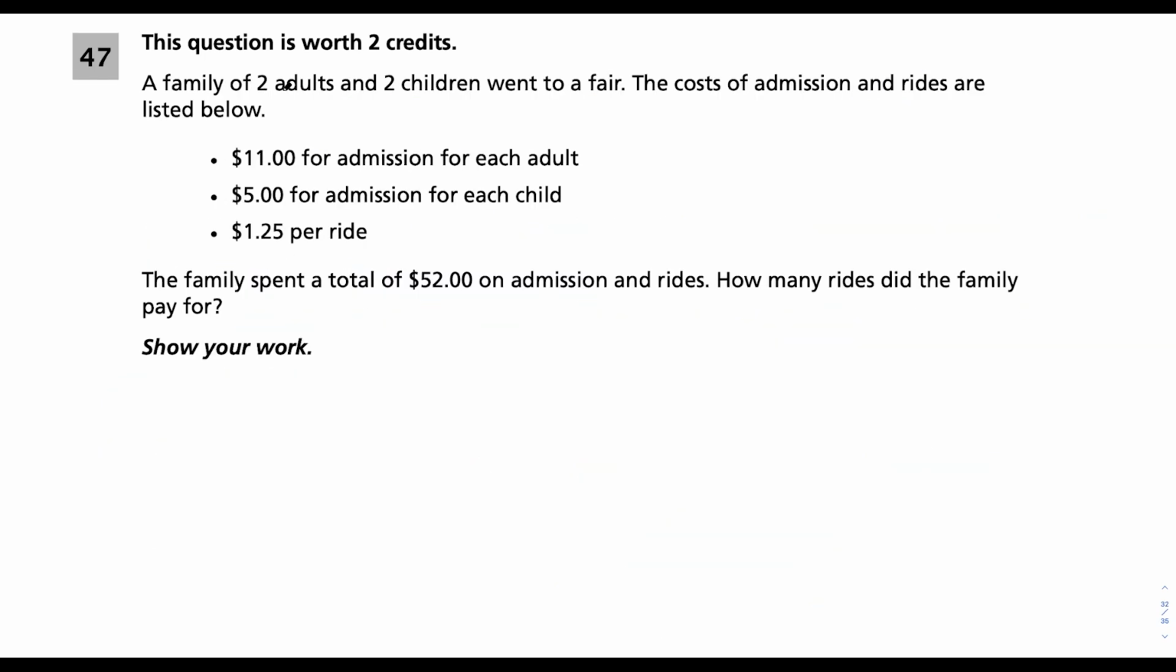Question 47, we have a family of 2 adults and 2 children who went to a fair, and the cost of admission and rides are listed below. The family spent a total of $52 on admission and rides. How many rides did the family pay for?